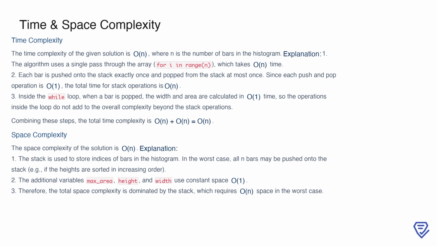As for space complexity, the solution uses a stack to store the indices of histogram bars. In the worst-case scenario, such as when the heights are sorted in increasing order, all n bars will be pushed onto the stack, resulting in O(n) space usage. The other variables, like max_area, height, and width, only require constant space, so the total space complexity is dominated by the stack, making it O(n) in the worst case.